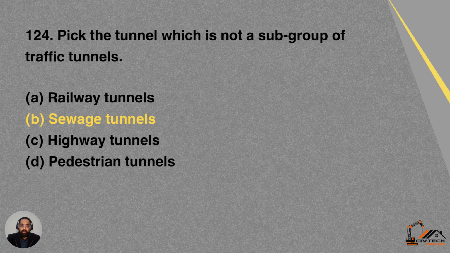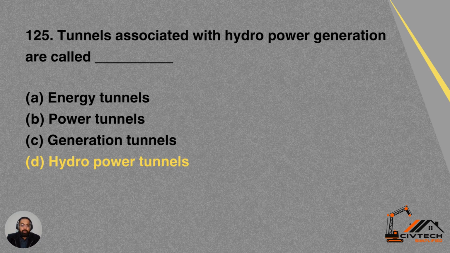124. Pick the tunnel which is not a subgroup of traffic tunnels. Option A, railway tunnels. Option B, sewage tunnels. Option C, highway tunnels. Option D, pedestrian tunnel. The tunnel which is not a subgroup of traffic tunnels is the sewage tunnel. Railway is a mode of transport, highway tunnels are of course transport, and pedestrian tunnels are also a mode of transport. But a sewage tunnel is not a mode of transport. Therefore, B is the correct answer.